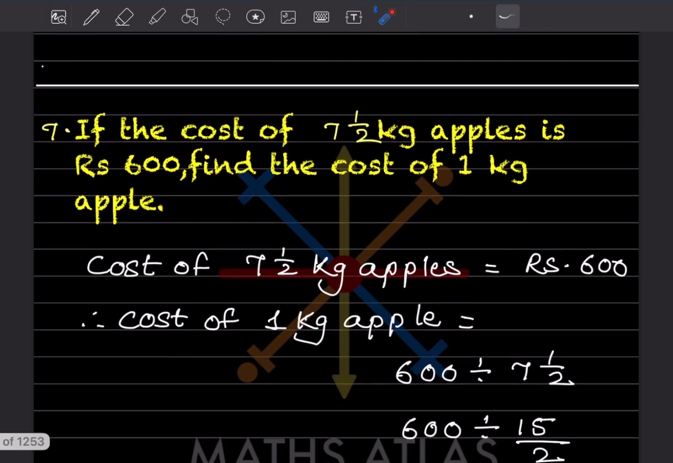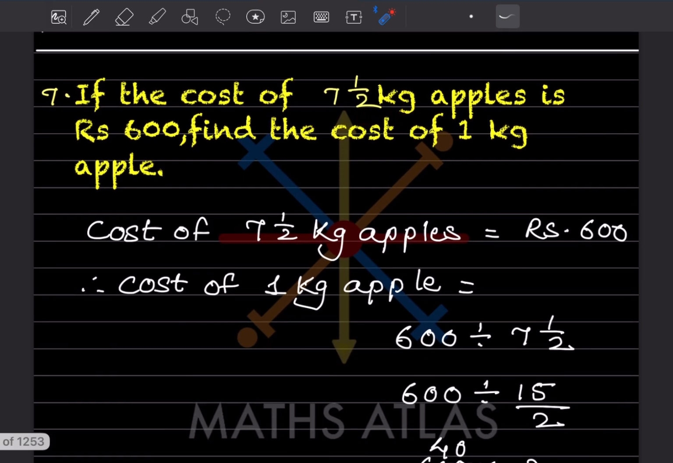If the cost of 7.5 kg apples is rupees 600, you have to find the cost of 1 kg apple. So what will you do? The cost of 7.5 kg apples is given as 600. So the cost of one kg means you are going to cross multiply. We don't know what it is. So 1 into 600 means 600, and this will be divided by 7.5.